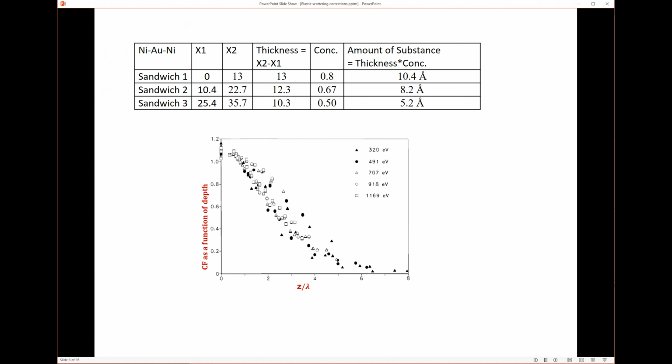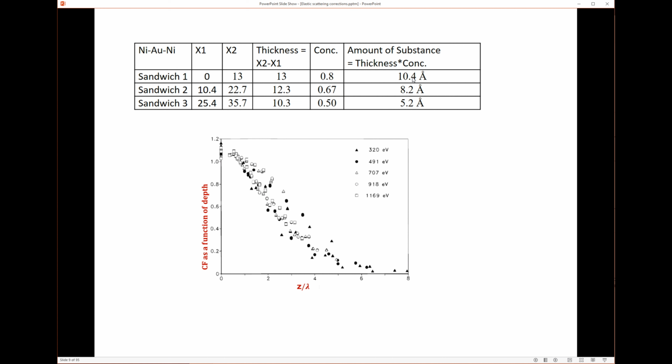So if we multiply the thickness by the concentration, we get what we call the amount of substance of gold atoms we have in total in these samples. They turn out to be 10.4, 8.2, and 5.2 angstroms. Now this, we would expect that to be a constant actually, because it's the same gold atoms we're looking at. So no gold atoms are going to disappear from the sample as we deposit nickel on top. That's very unlikely.